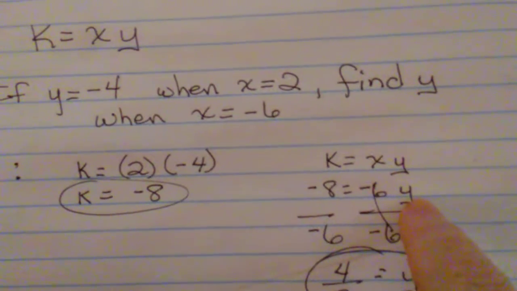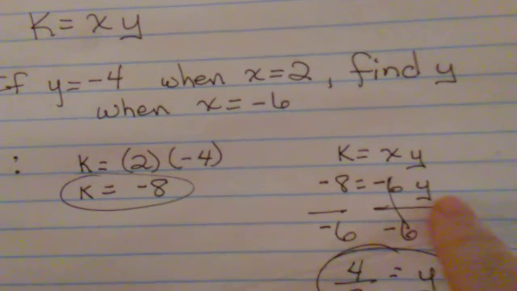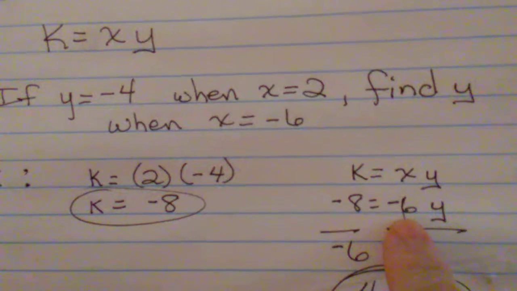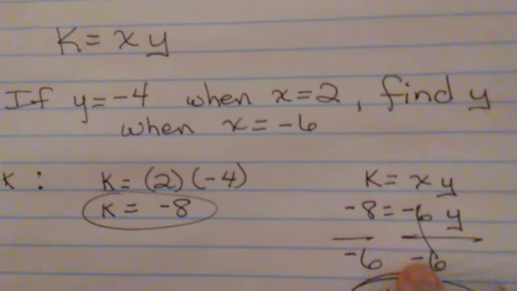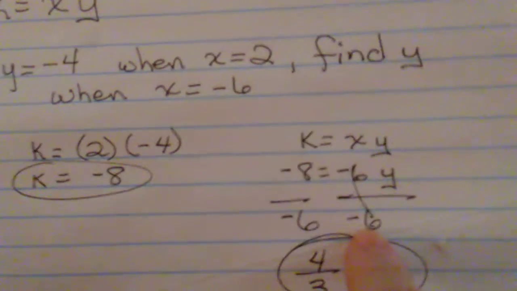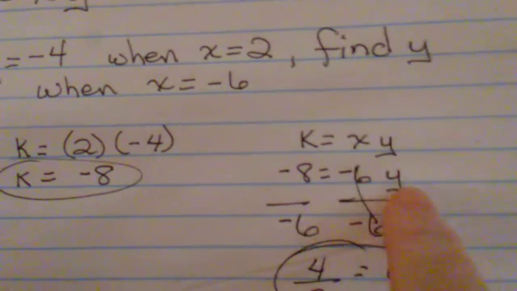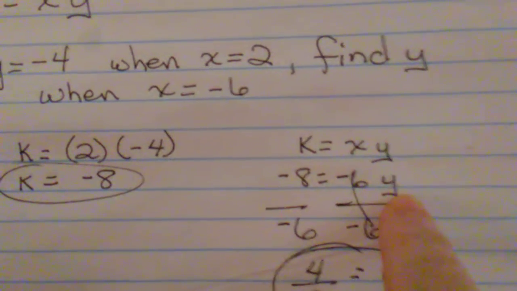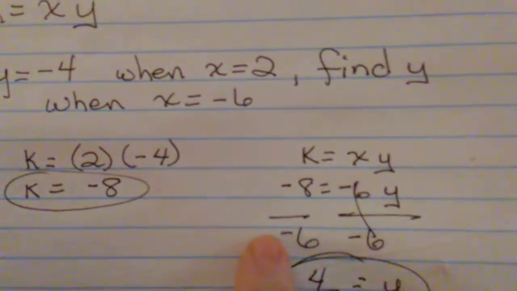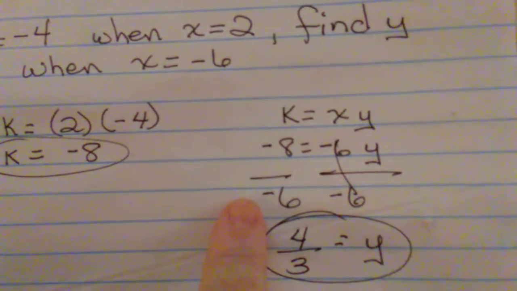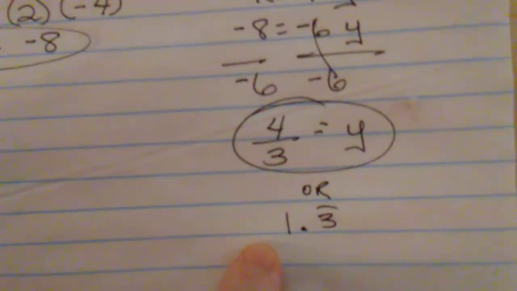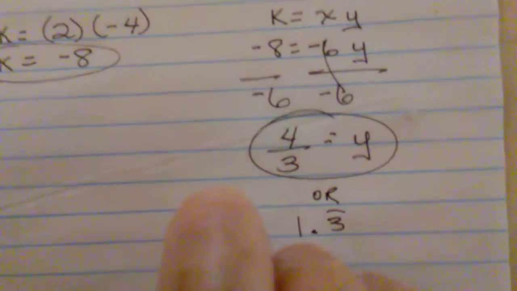Now to solve for y, remember we want to isolate it. So we want to get rid of that -6. And the only way to make it go away is to divide by -6, because -6 divided by -6 is 1. And so you have 1y. You don't want 0y, you want 1y because you're looking for y. And then over here, I have to also divide by -6, and when I reduce it, I get 4/3, or you can put it as a decimal 1.3 repeating.